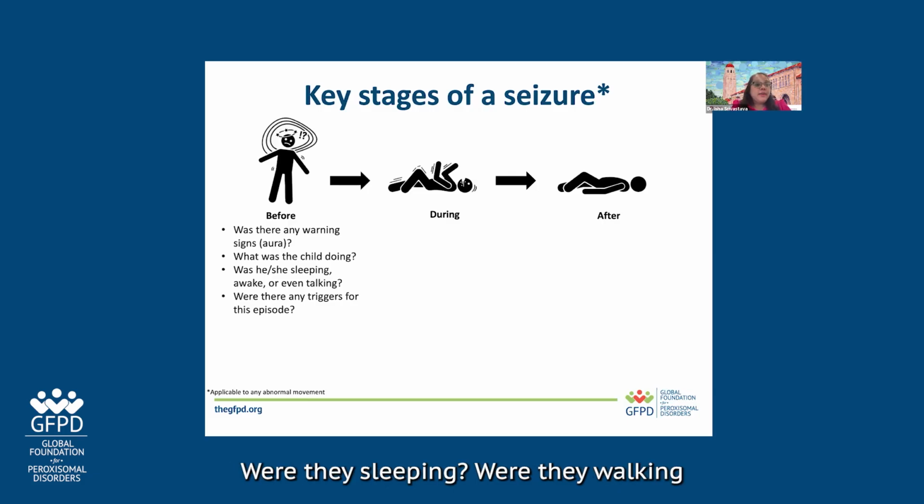Were they awake? Were they sleeping? Were they walking around? Were they talking? And then, are there any triggers that could have brought on this episode? These triggers can be environmental, a loud sound or a bright light, but they can also be things like they didn't get enough sleep, they had a cold, a cough, a fever, they missed some medications, they were very stressed, or there was a really stressful time. All of those are important to take into account.